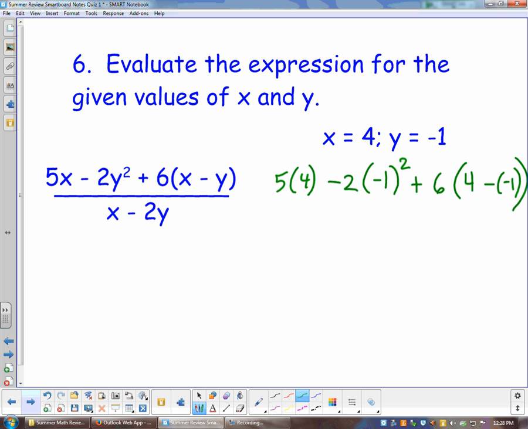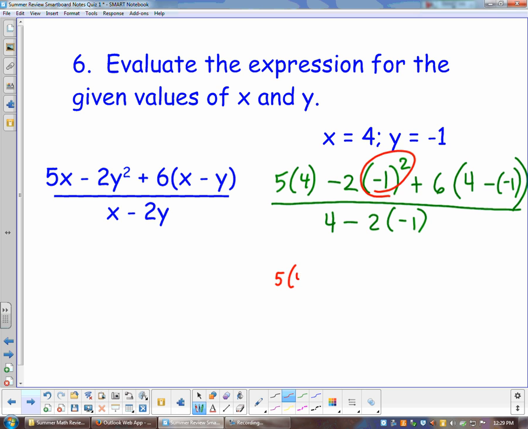All right, I would never try and do this in my head. I would always write out everything. And then 4 minus 2 times a negative 1 will be our denominator. So working through this, 5 times 4, I can do any exponents first. So here this is a negative 1 squared. That's negative 1 times negative 1, which is actually going to be a positive 1.